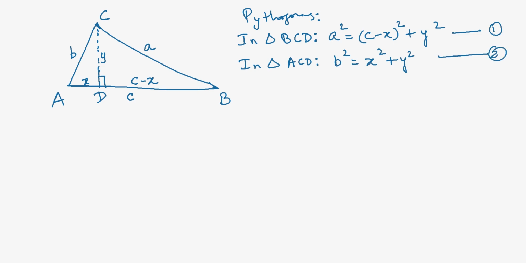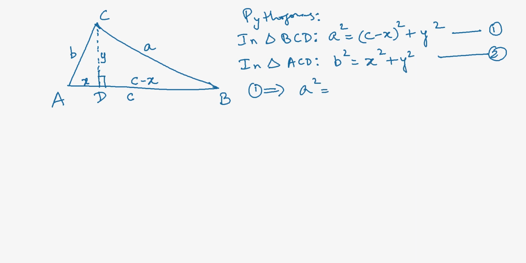Now, if you see in equation number 1, right hand side, c minus X whole square, when we expand, we will get a plus X square. Do you see that? Yes, we'll get a plus X square. Yes, that one is actually going to help us.